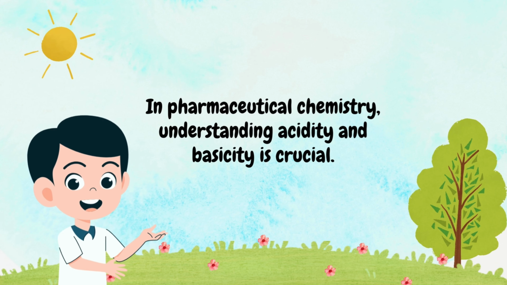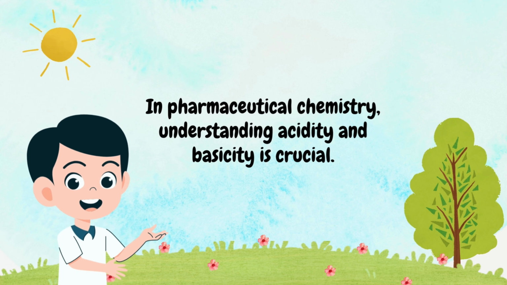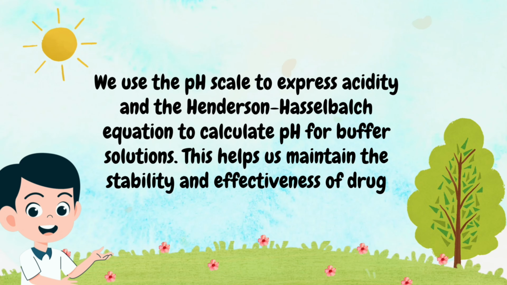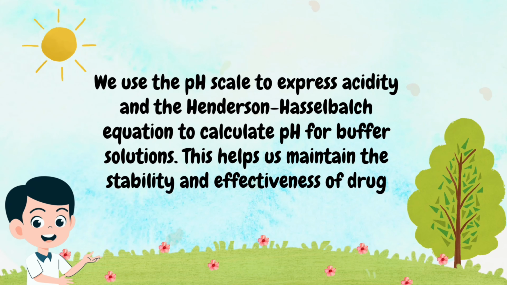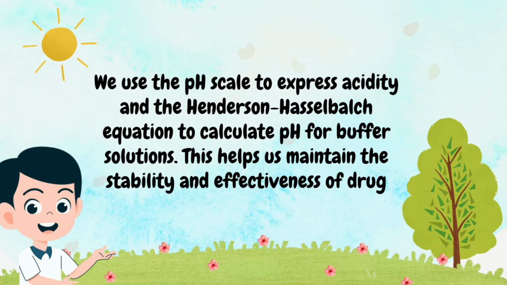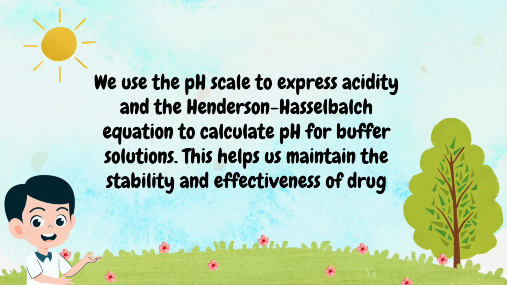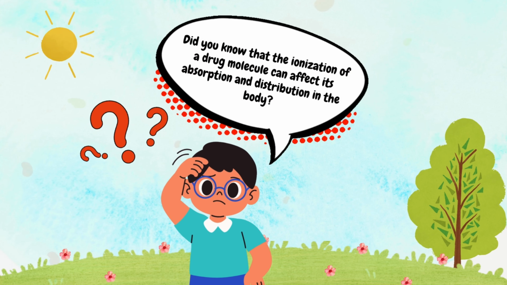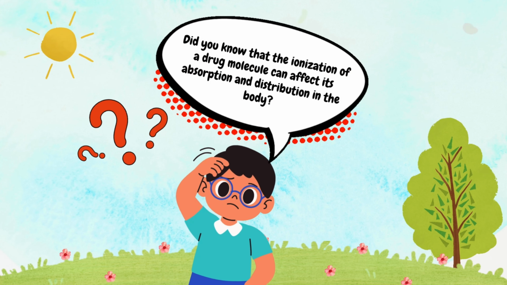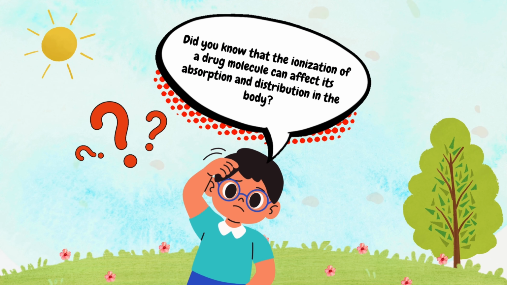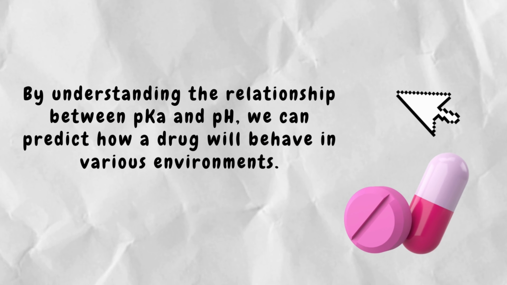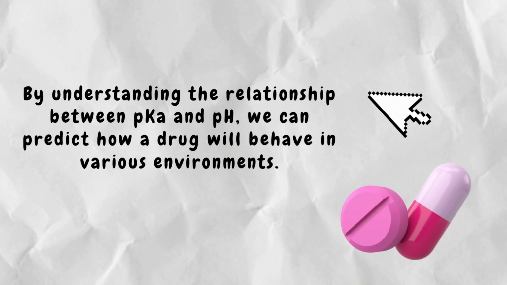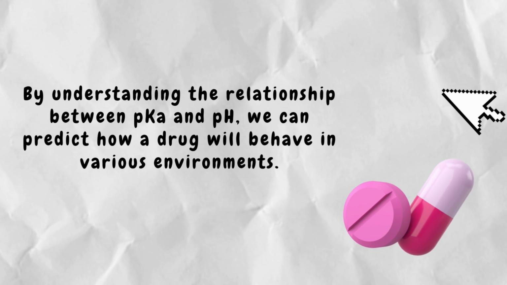In pharmaceutical chemistry, understanding acidity and basicity is crucial. We use the pH scale to express acidity and the Henderson-Hasselbalch equation to calculate pH for buffer solutions. This helps us maintain the stability and effectiveness of drugs. Did you know that the ionization of a drug molecule can affect its absorption and distribution in the body? By understanding the relationship between pK and pH, we can predict how a drug will behave in various environments.